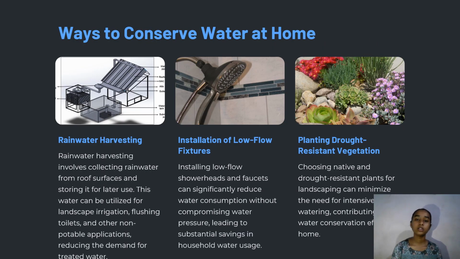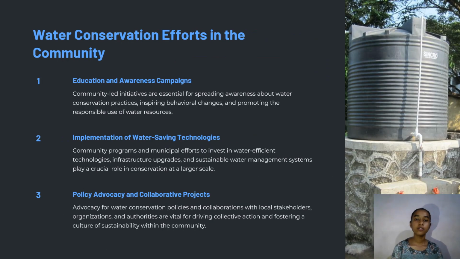Next are ways to conserve our water at home. First is rainwater harvesting, installing low flow water fixtures, and next is planting drought-resistant vegetation. These are the ways to conserve our water at home. Let's see the water conservation efforts in the community. The first is education and awareness campaigns. Next is implementation of water saving technology, and last is policy advocacy and collaborative projects. These are the water conservation efforts in the community.